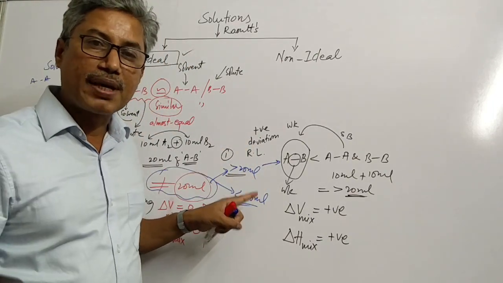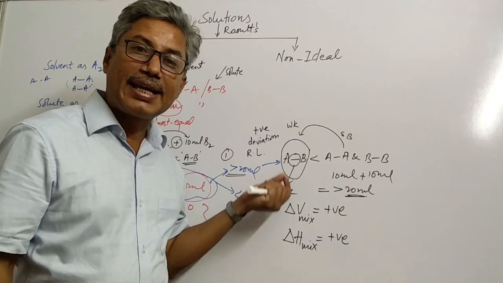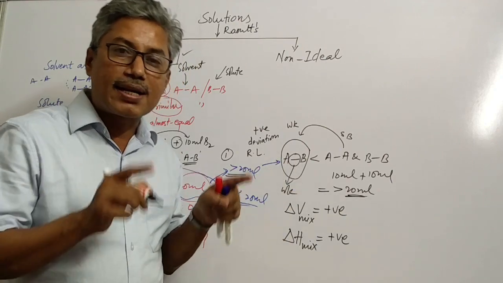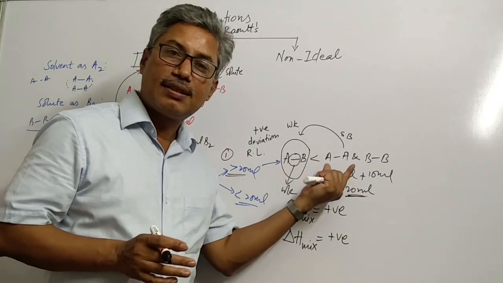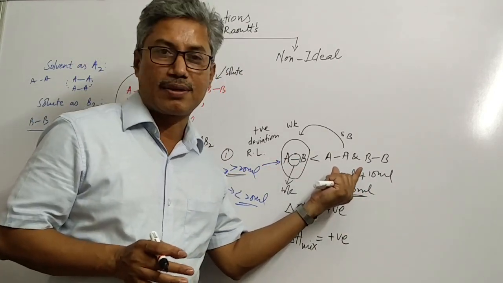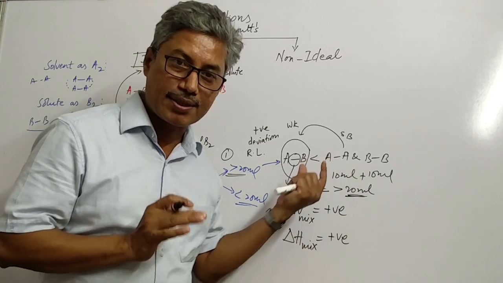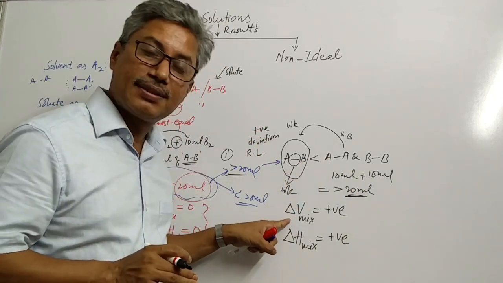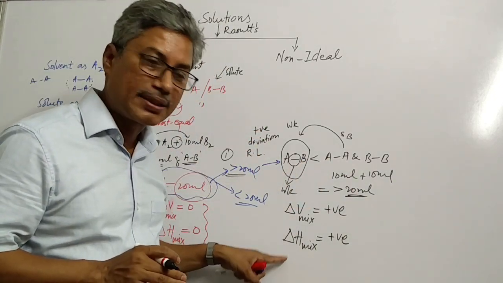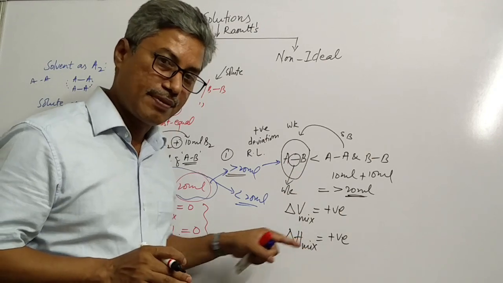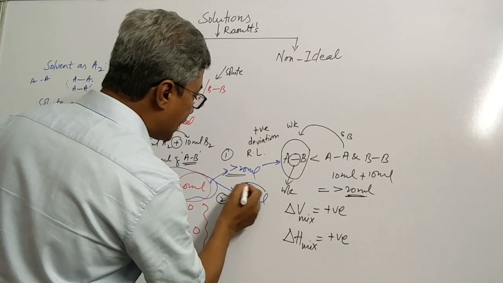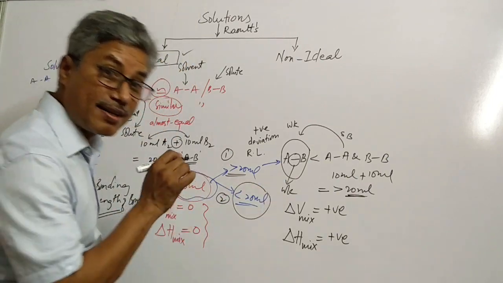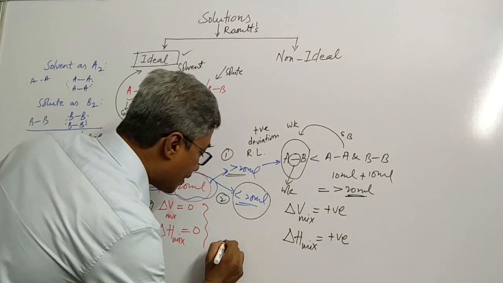If it is more than 20 ml, this is possible only if the solute-solvent interaction is weaker. Weaker means longer, weaker than the solvent-solvent and solute-solute interactions. Is it clear, students? In that case, what we notice is delta V mixing and delta H mixing both are positive. Okay. Then let us take the second case.